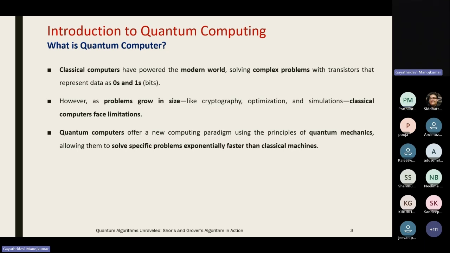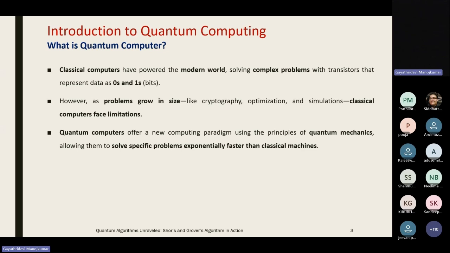This is a new computing paradigm which uses the principles of quantum mechanics, so that all the critical problems and limitations where classical computers suffer can be overcome with the help of quantum computing. This is responsible for making problems exponentially faster than on the classical machine. That is why we are evolving to this new quantum paradigm.